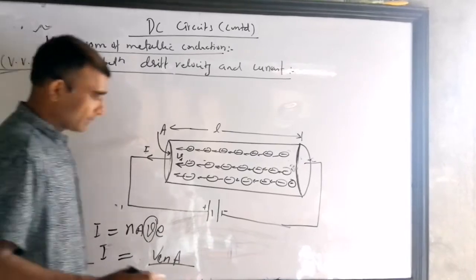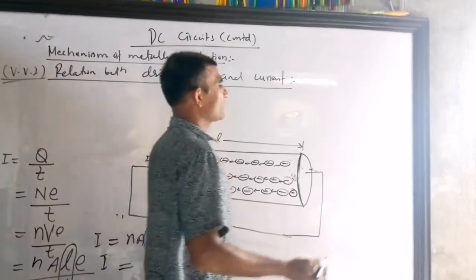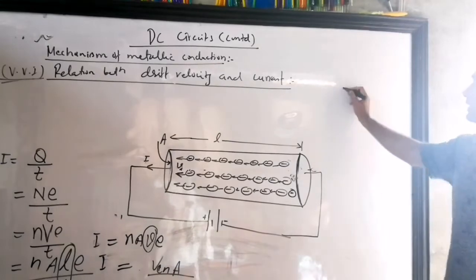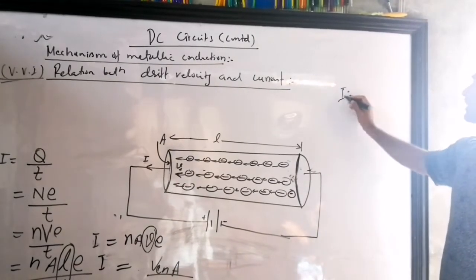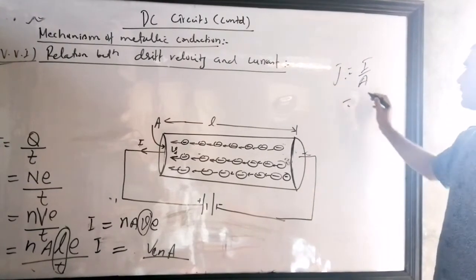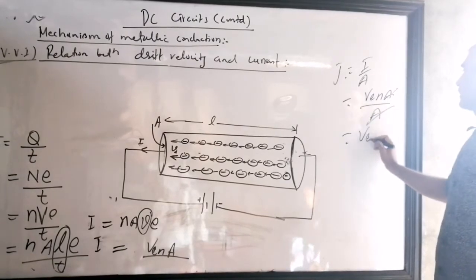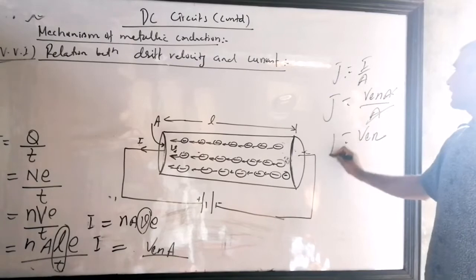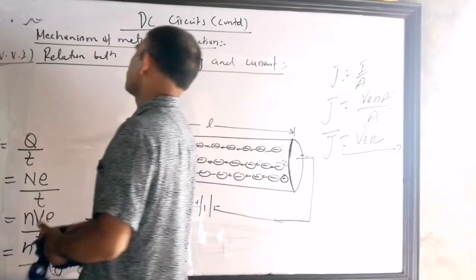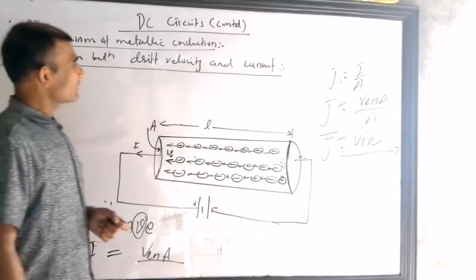Sometimes in exams they ask for the relation between drift velocity and current density. So now it's very easy for you. We have already learned that in the second video. Current density J equals I upon A, and I is v e n a, so dividing by the area A, A cuts, and I get J equals v e n. So this was a very easy and interesting topic, the relation between drift velocity and current, and we derived it.